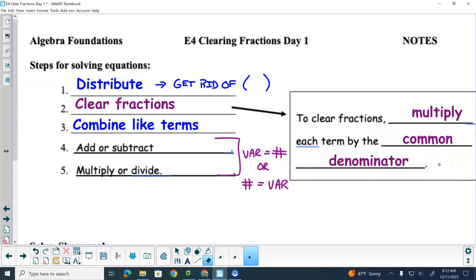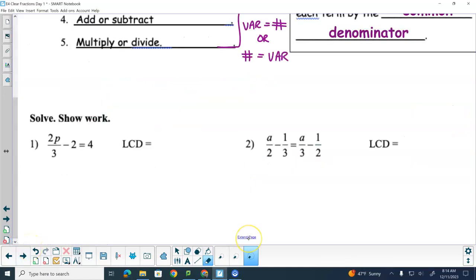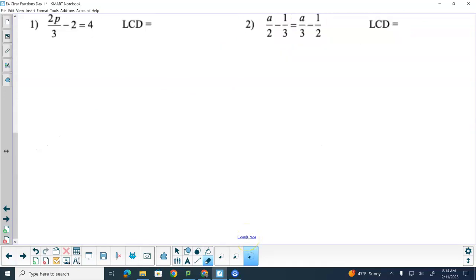So just like when we were finding common denominators when we were adding and subtracting fractions, we're going to do that. We're going to find a common denominator again, but that's what we're going to multiply every single term by in step 2. Which is also good for helping us see common denominators to add and subtract fractions.